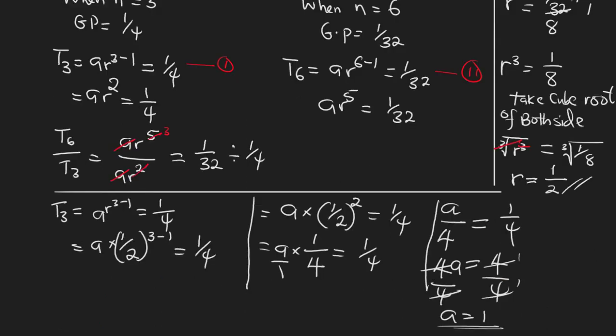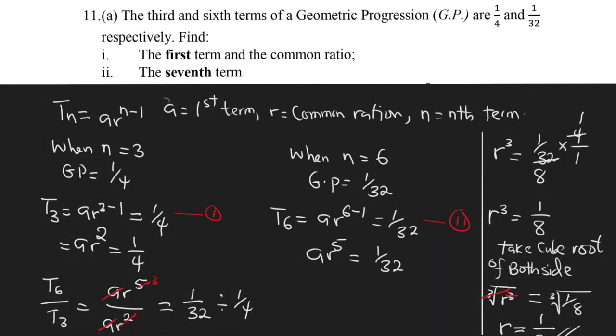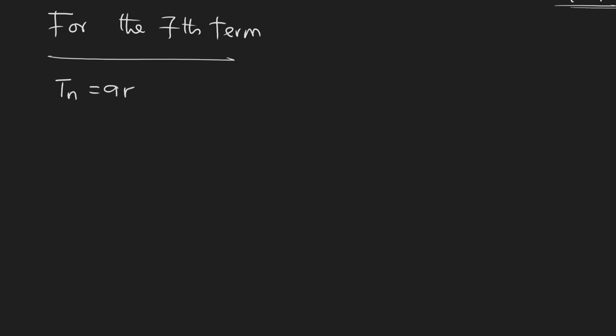So the next thing is to solve the second part of the question. The second part of the question says find the seventh term. For the seventh term, we know that Tn is equal to a r to the power of n minus 1. So in this case, our n is equal to 7. So T7 is equal to a r raised to the power 7 minus 1.